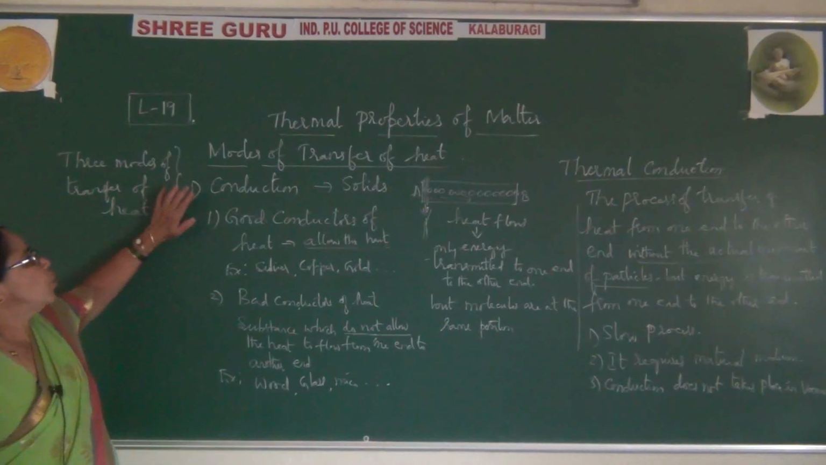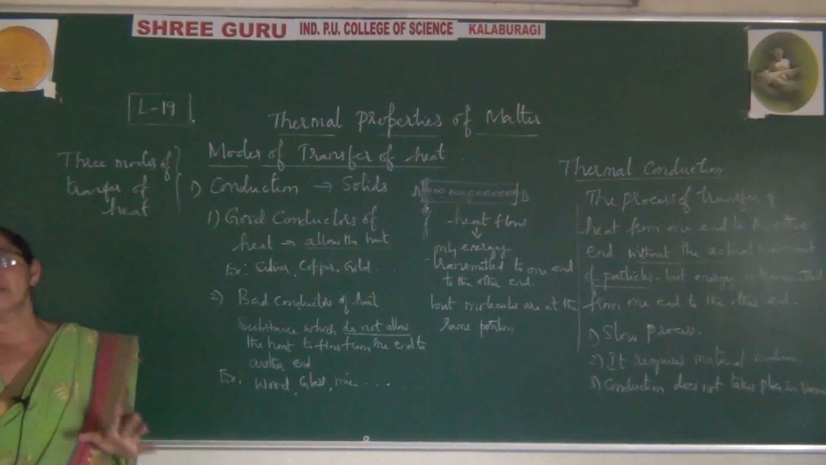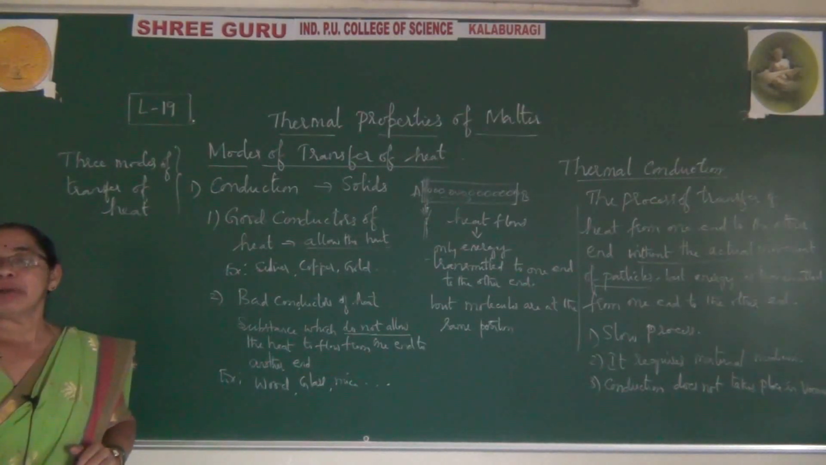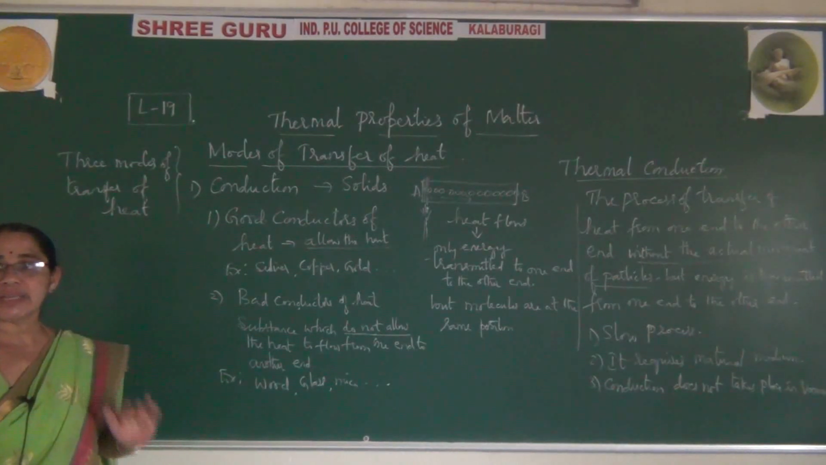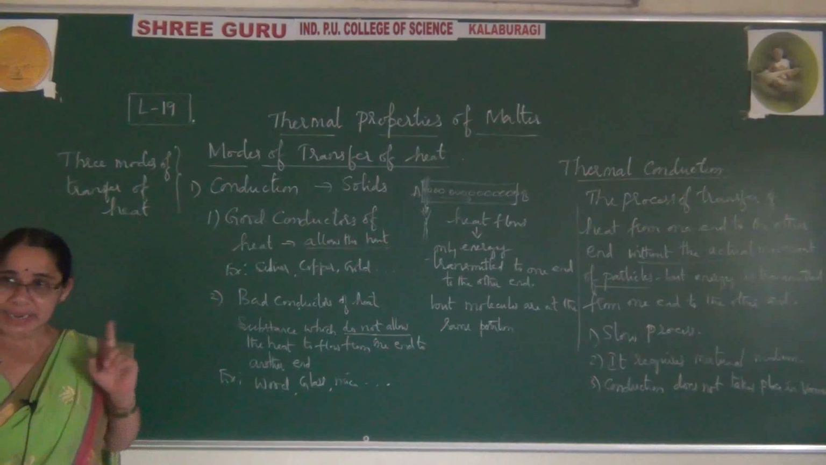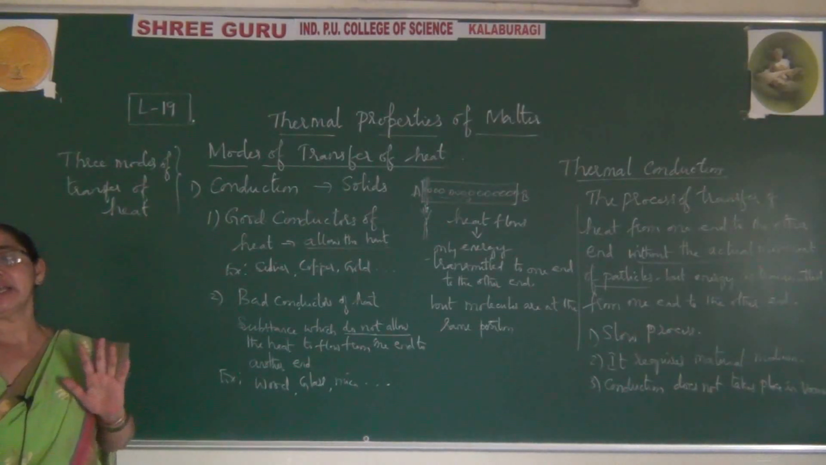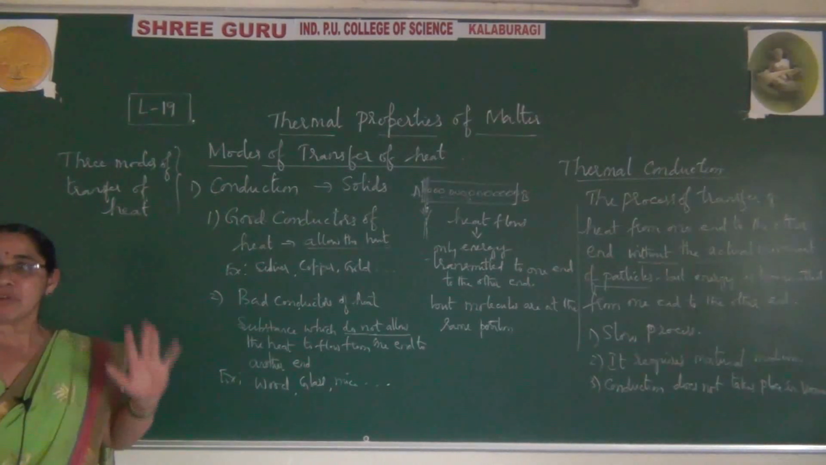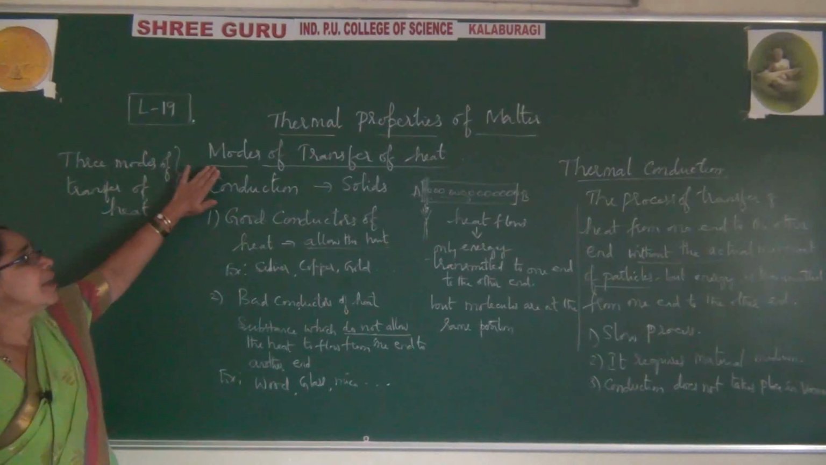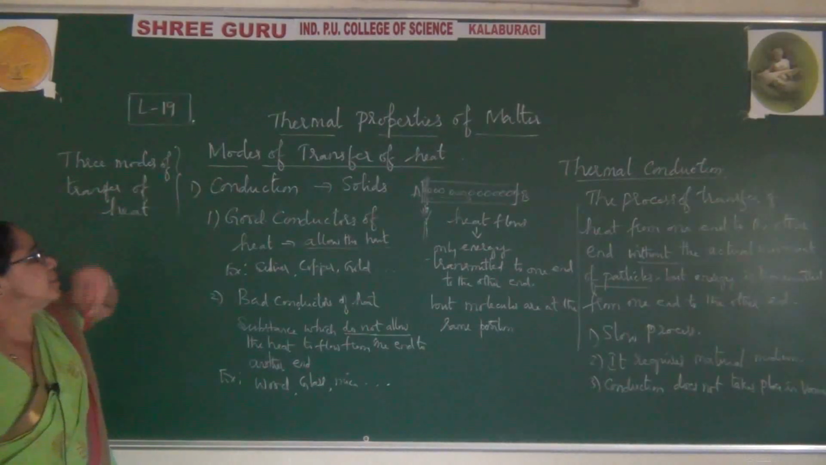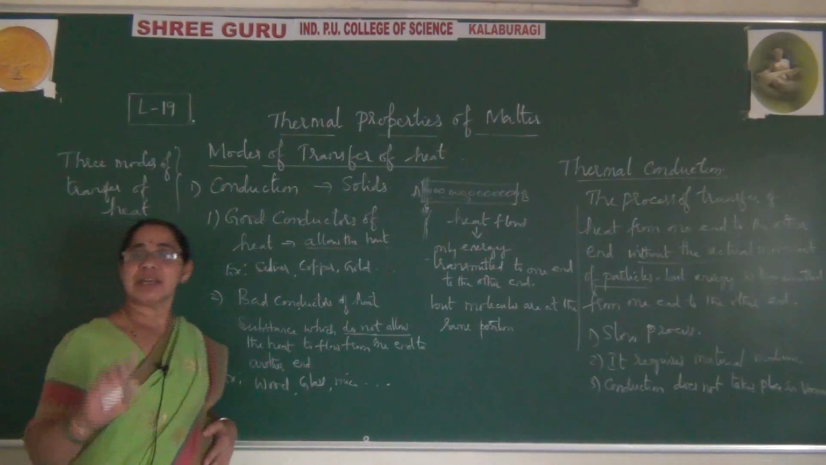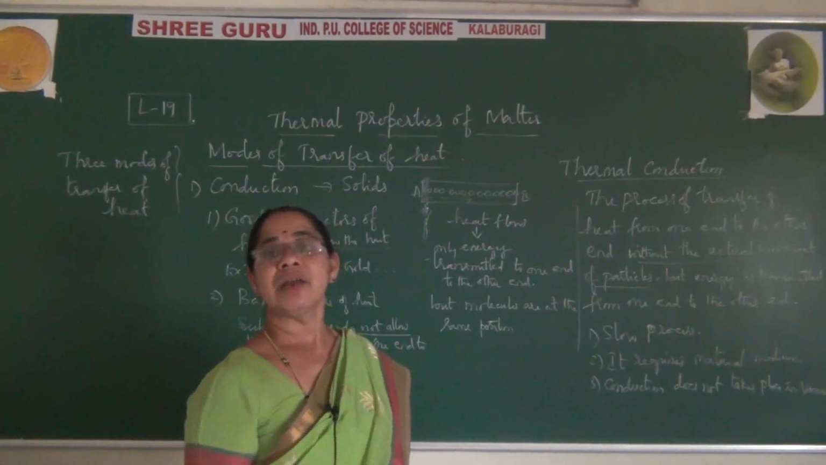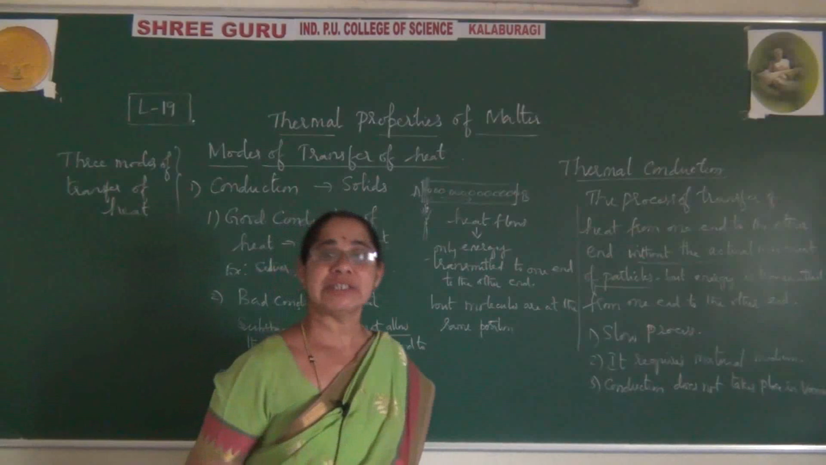So today, we have learned the modes of transfer of heat. Heat transfers from one end to the other end. How? Always heat flows from higher temperature to lower temperature very easily, and it will keep flowing until it attains equal temperature. In that we come across three modes: conduction, convection and radiation. Today I speak about conduction.